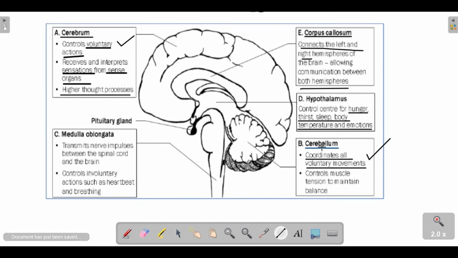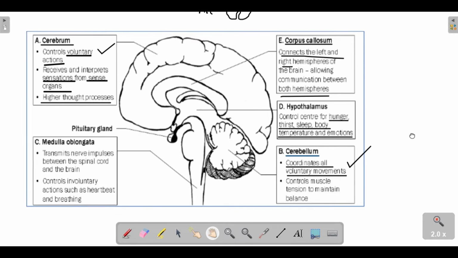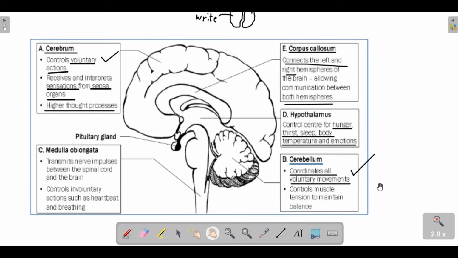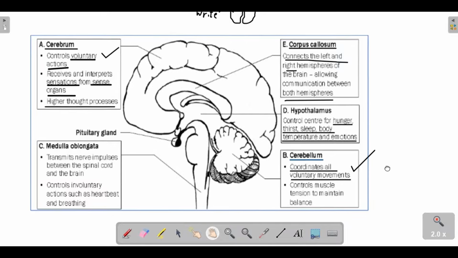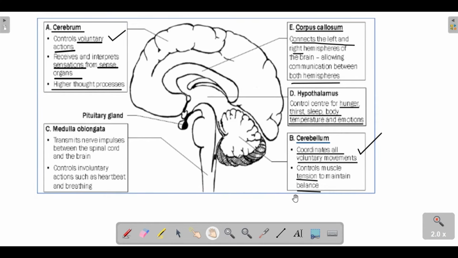So the cerebellum coordinates, meaning it is the cerebellum that enables you to perform multiple functions in one period. Okay, walking, talking, hearing, seeing, all of those. So it coordinates all of the movements. It makes it possible that you are able to perform multiple functions in one go. Okay. And then the cerebellum also controls muscle tension to maintain balance. Okay, so we will talk about balance when we are breaking down the ear, which is responsible for detecting the stimuli of balance.